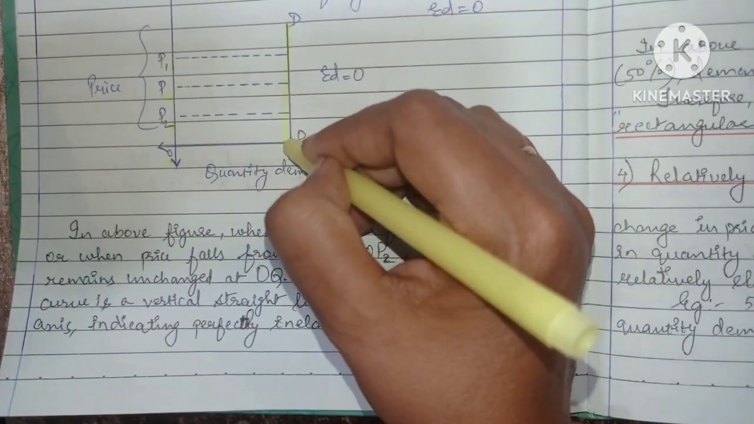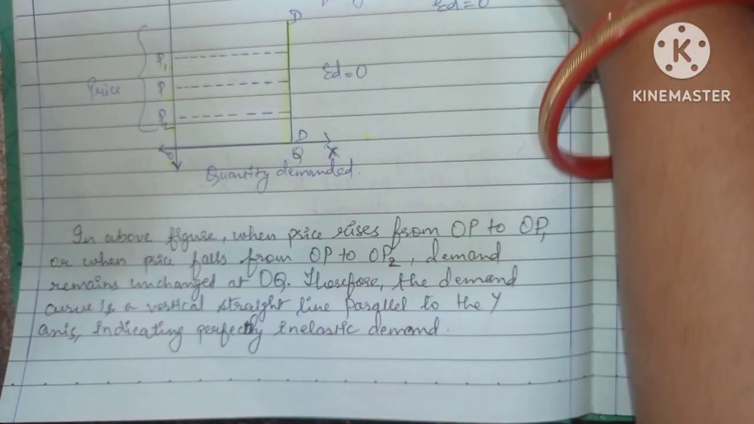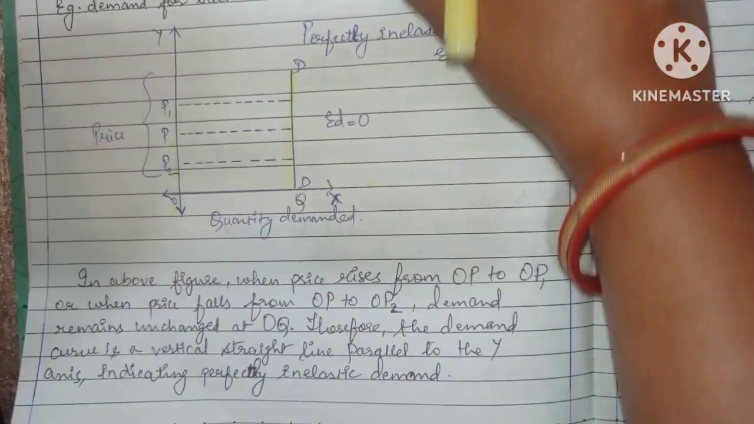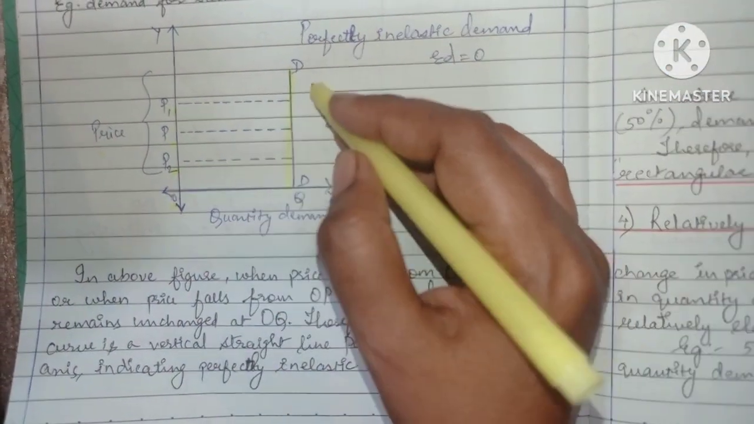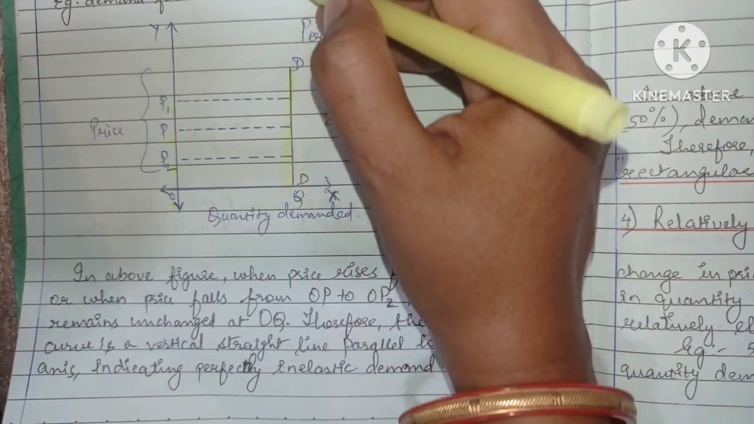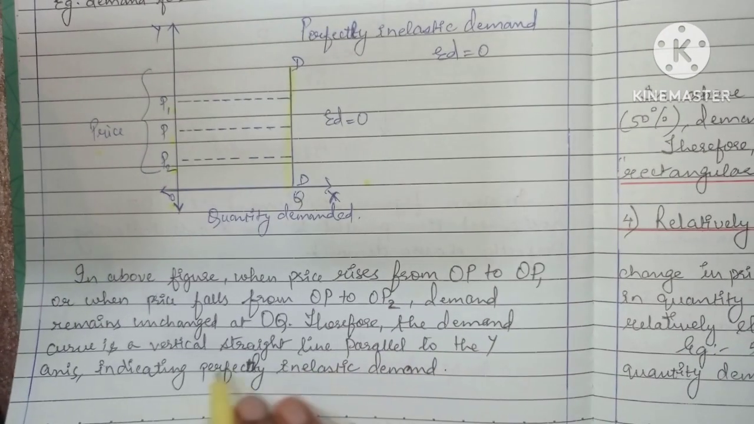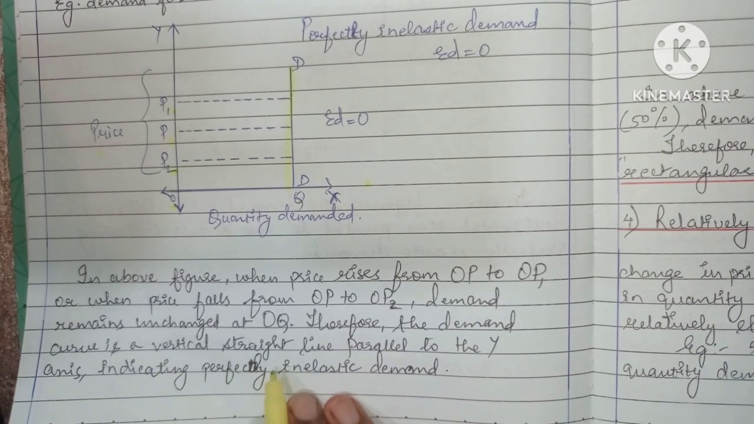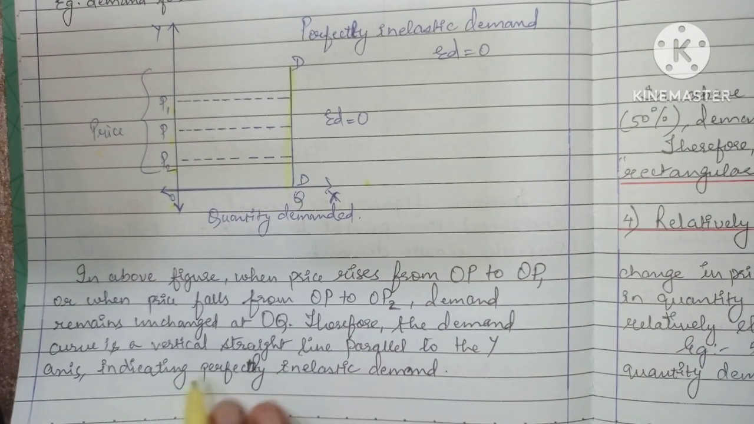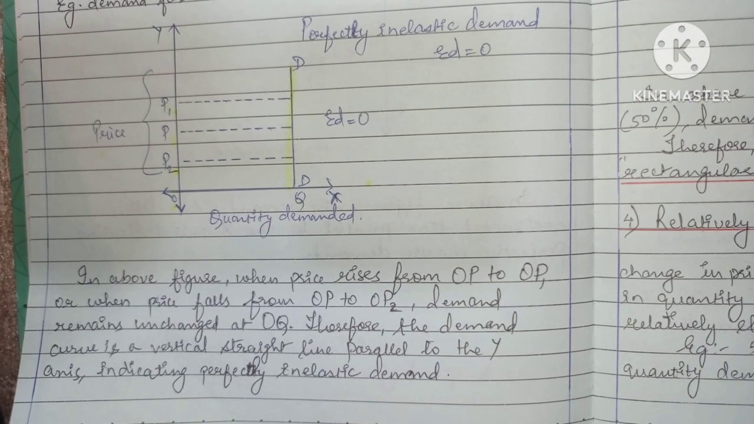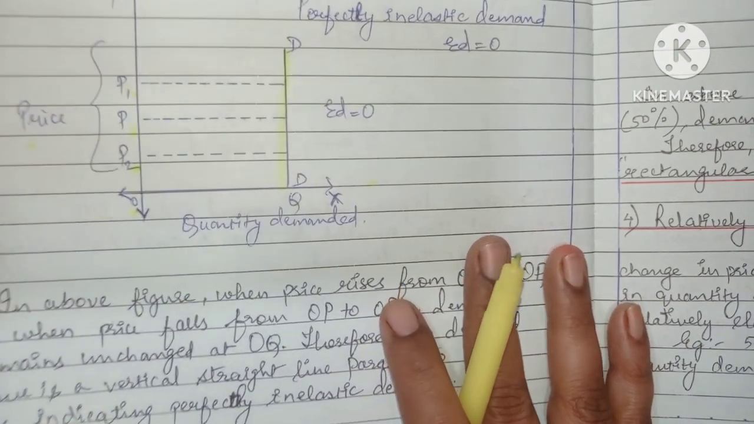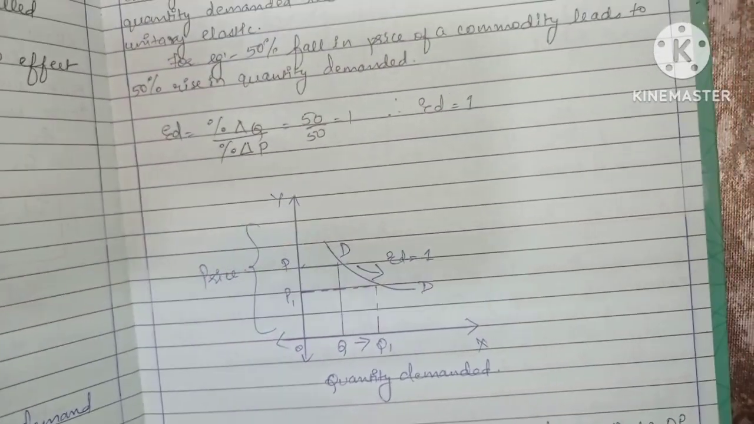Therefore, this demand curve is a vertical straight line. There will be no change, because even if the price increases or decreases, there is no change in the demand. The demand curve will go straight in this direction only. Therefore, the demand curve is a perfect vertical straight line parallel to the y-axis, indicating perfectly inelastic demand. So there will be no change in the demand.